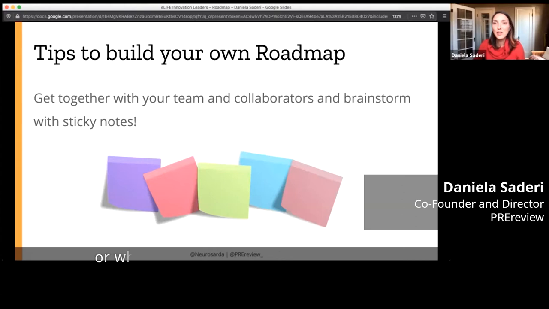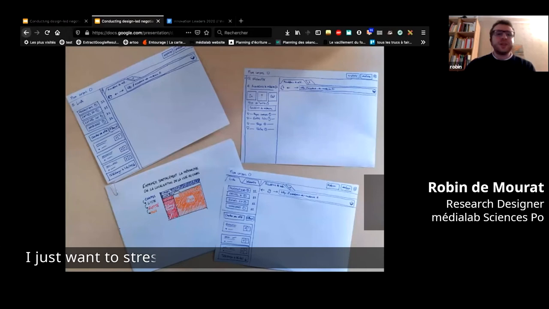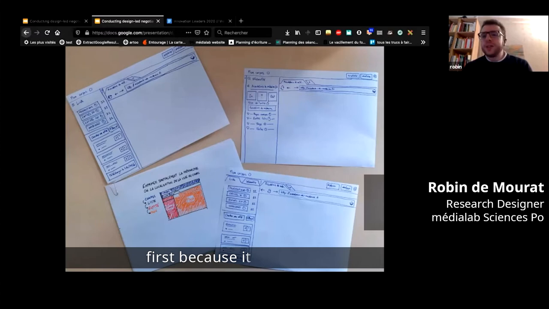What do you think are the activities to get there? And then you can ask, okay, now we have 50 things that we want to do. Can we do it now? I just want to stress here the importance of low fidelity representation. First, because it allows, let's say, picky people to focus on problem scoping and on the question of workflow and interaction, and not on details.